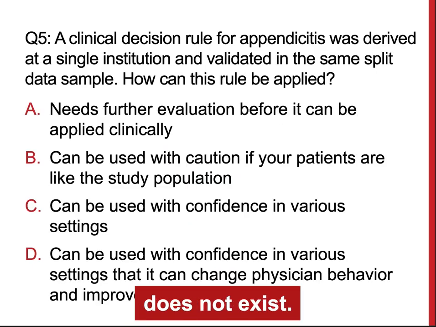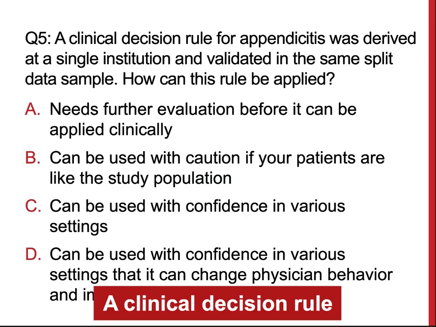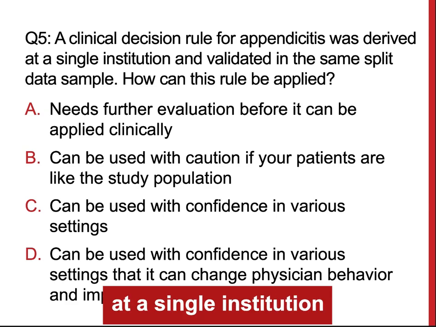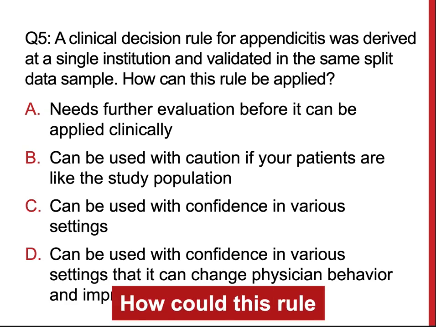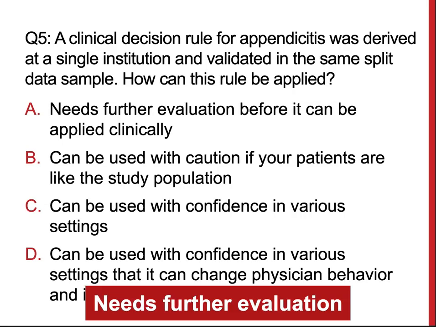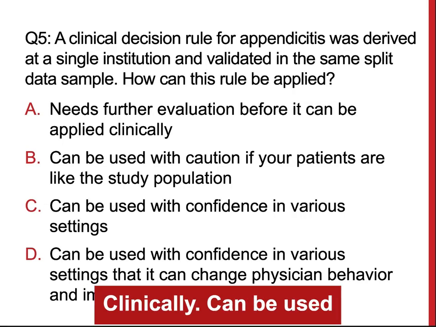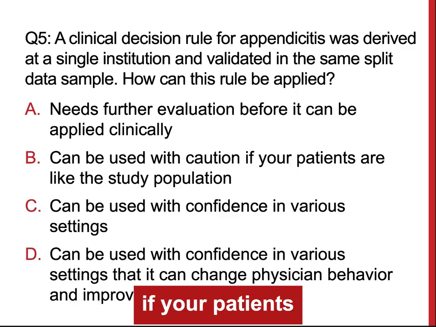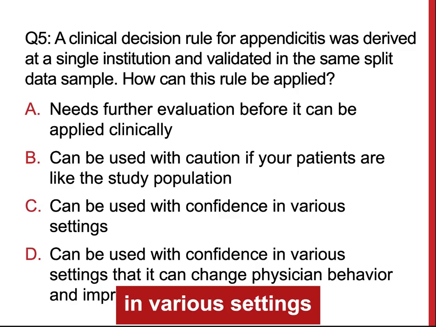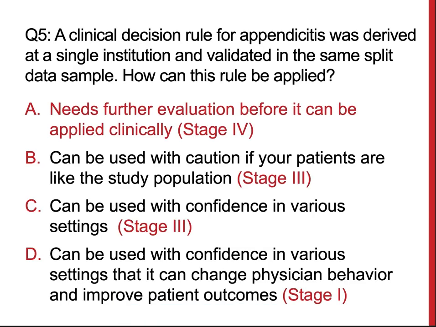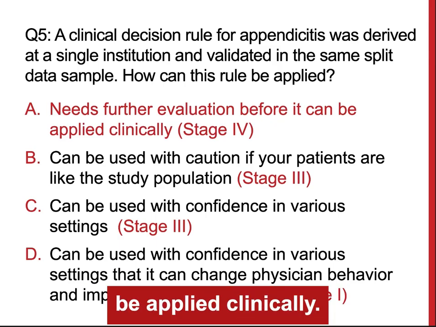A clinical decision rule for appendicitis was derived at a single institution and validated in the same split data sample. How can this rule be applied? Needs further evaluation before it can be applied clinically, can be used with caution if your patients are like the study population, can be used with confidence in various settings, or can be used with confidence in various settings that it can change physician behavior and improve patient outcomes. The answer is A. The rule needs further evaluation before it can be applied clinically.